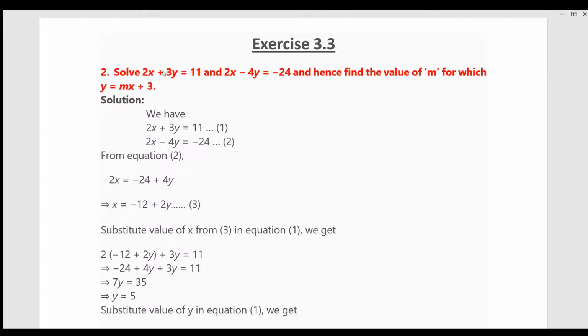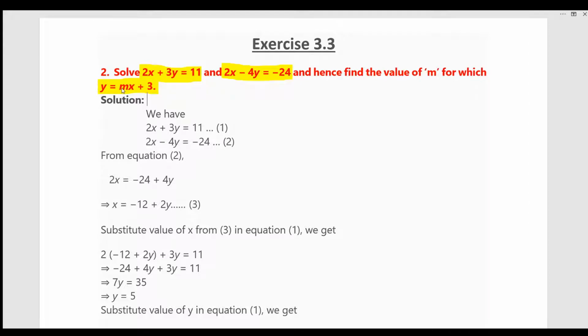Solve 2x + 3y = 11 and 2x − 4y = −24, and hence find the value of m for which y = mx + 3. Now here we have two equations. One is 2x + 3y = 11 and the second equation is 2x − 4y = −24. We will solve these two linear equations in two variables by the substitution method, and then we will substitute the value of x and y in this third equation to get the value of m.